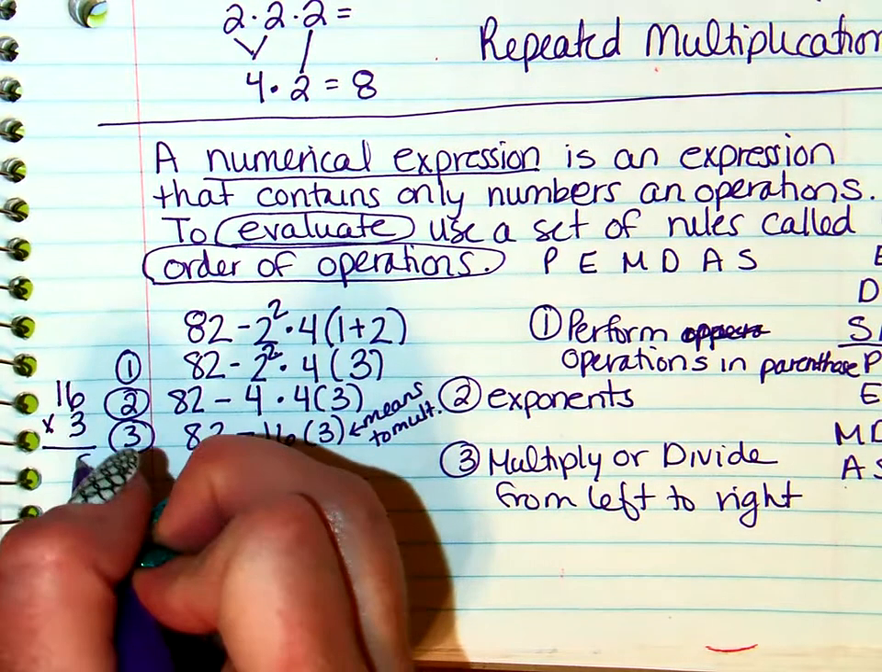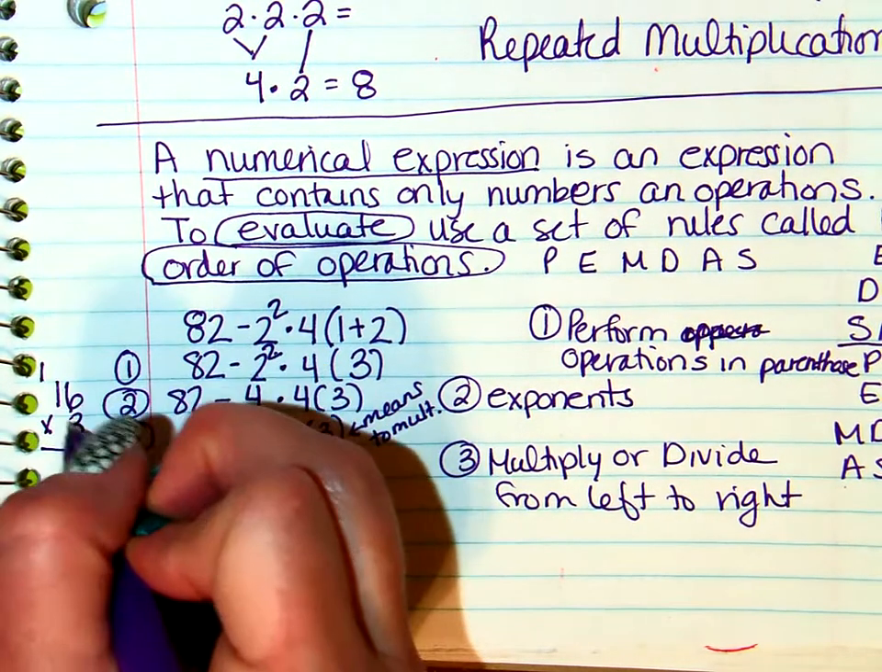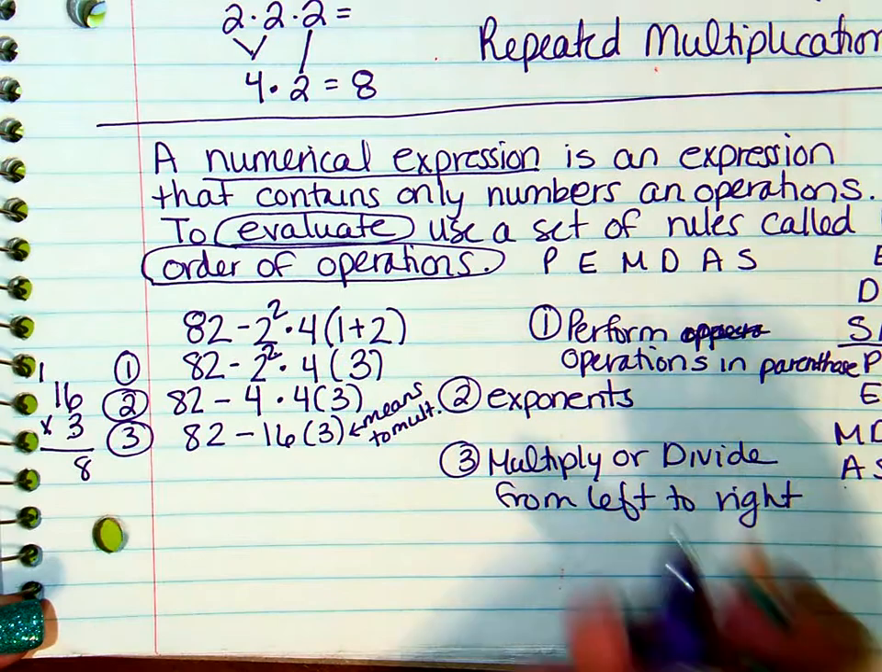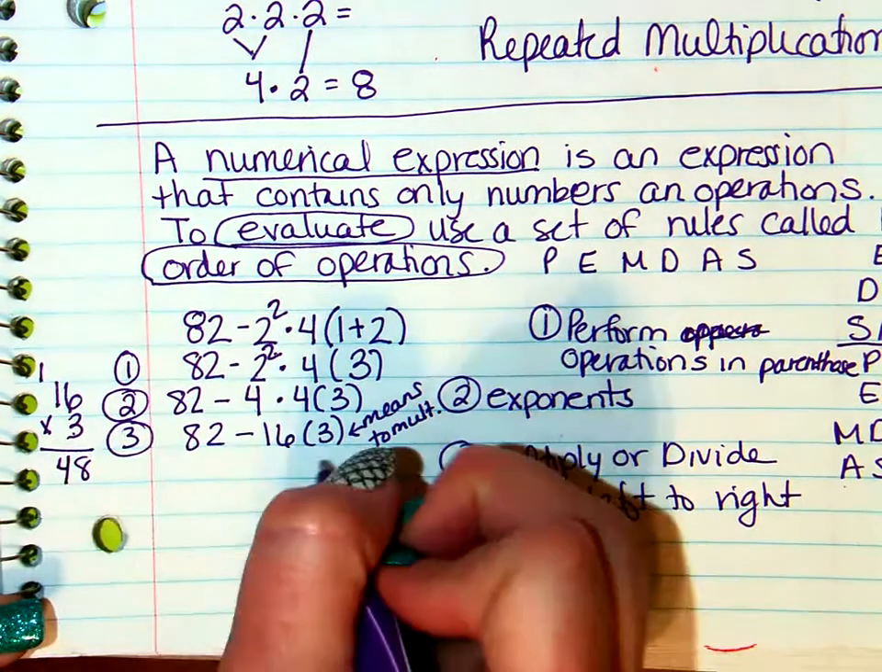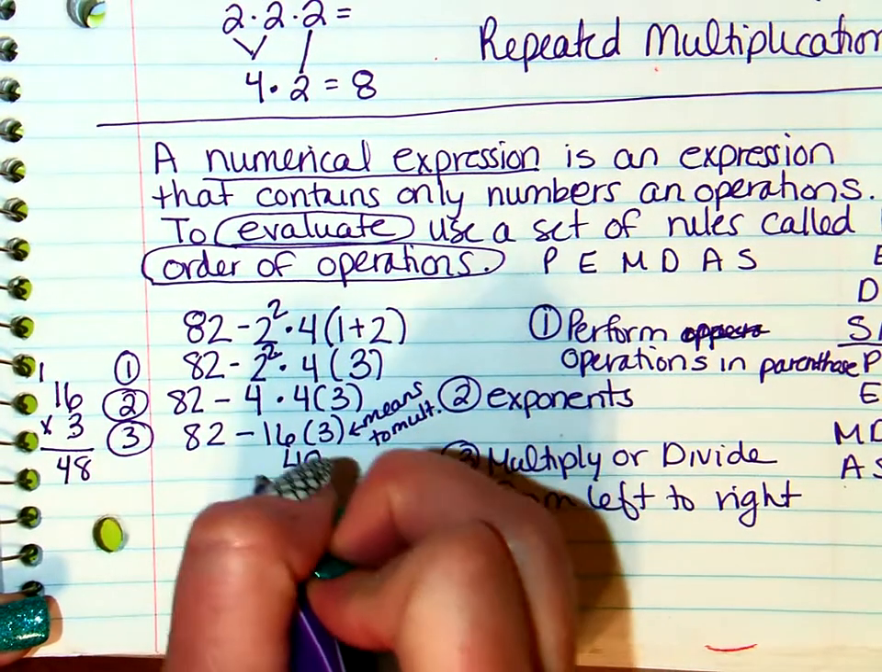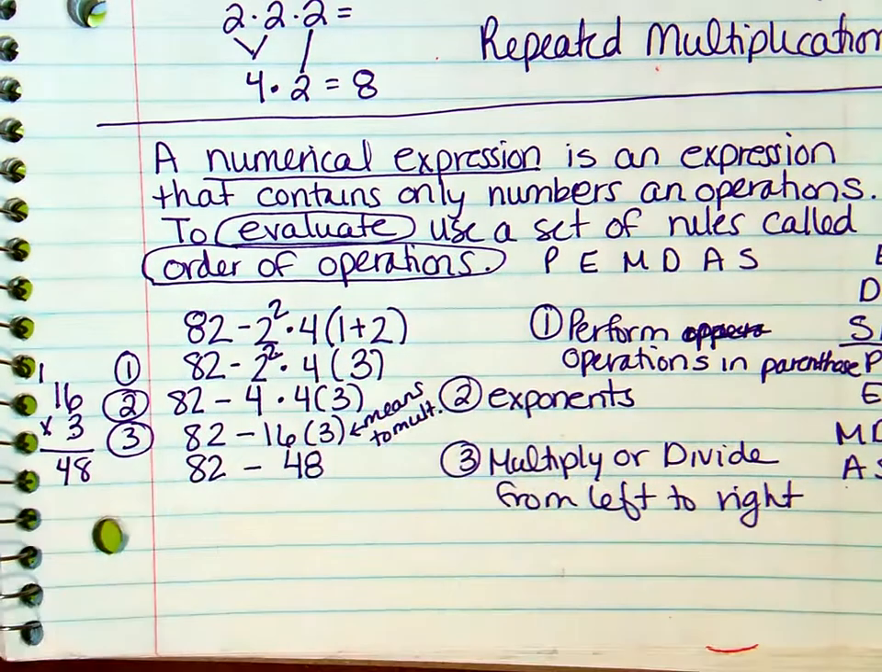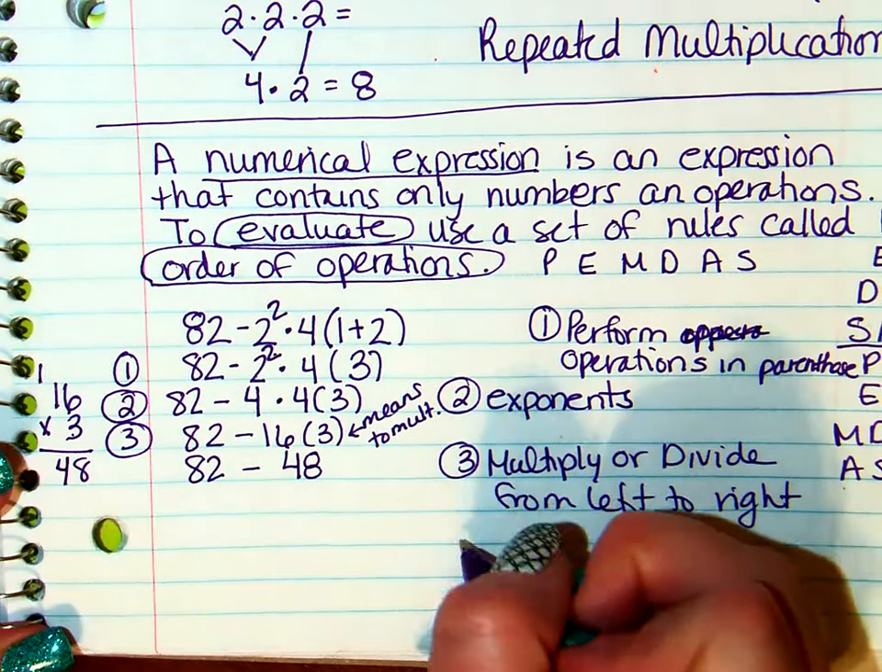3 times 6 is 18. Carry a 1. 3 times 1 is 3, plus 1 is 4. All right, so we end up with 48. Move all the rest of your number over. All right, we're almost done.